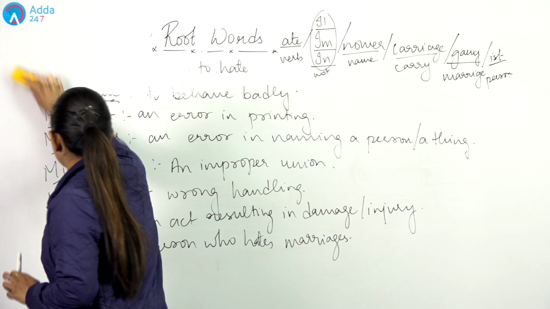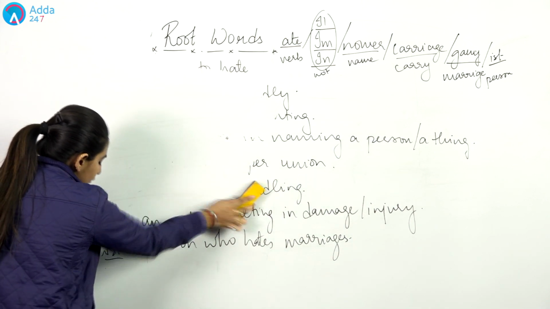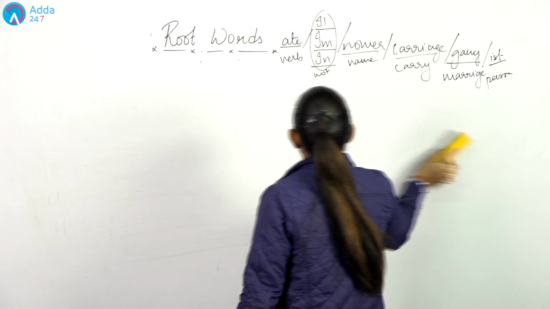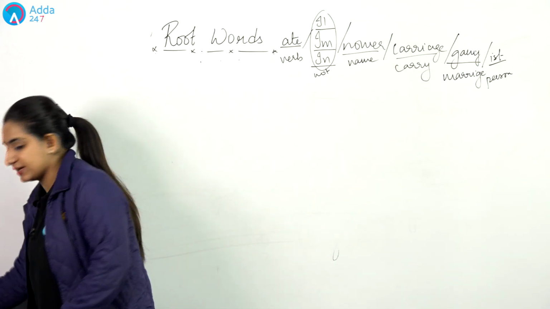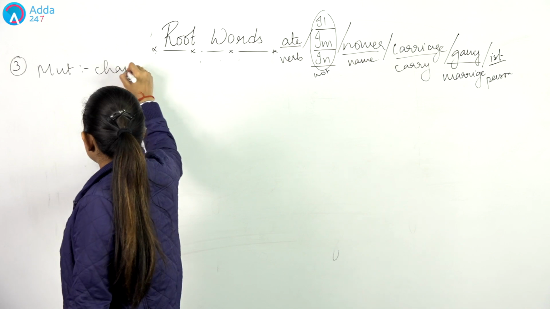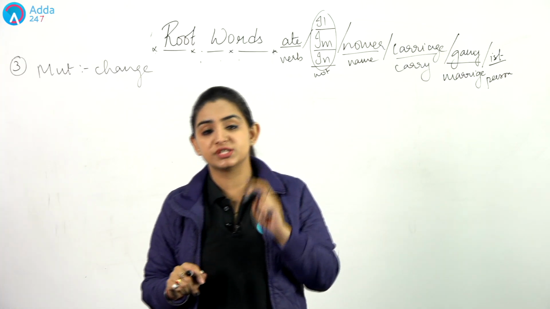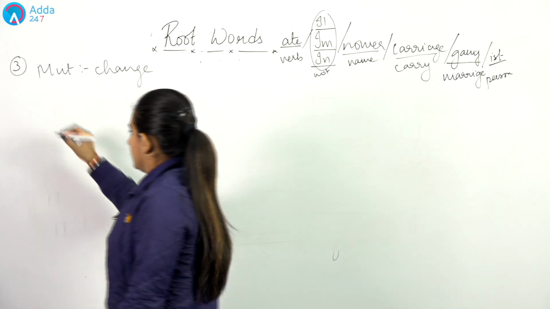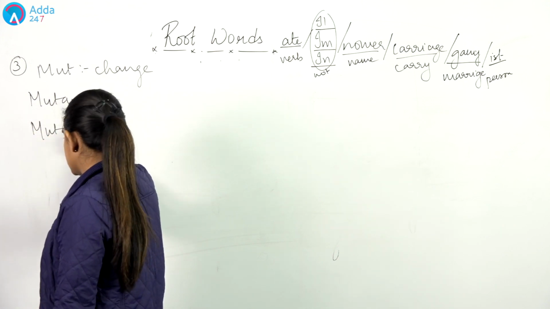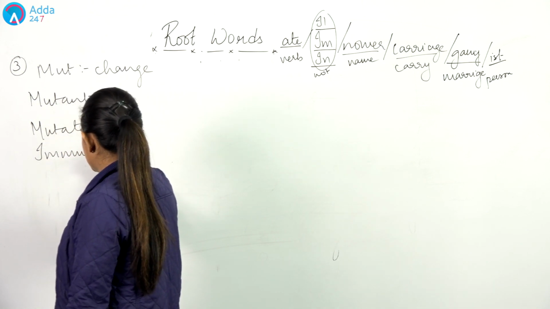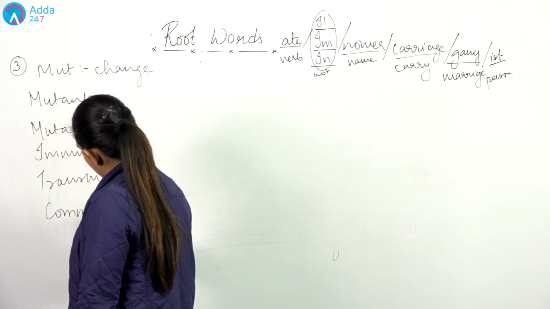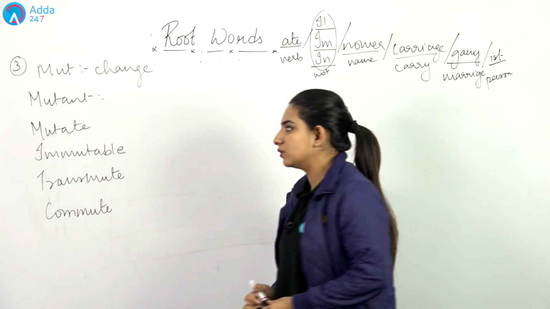So I hope till here mig, mis and mob are absolutely clear to you, with some more root words that are ate, il, im, in, nomer, carriage, gam and ist. With this, let's move on to the third one, and that is mut. Mut means change. Now this is not mute, rather it's mut, which causes something to change, right? Then we have the words associated with it: mutant, mutate, immutable, transmute, commute.